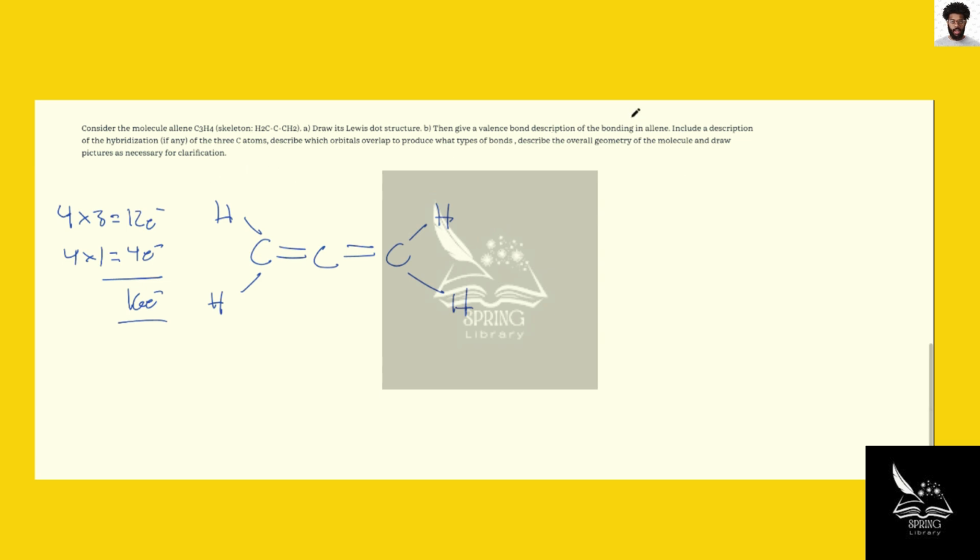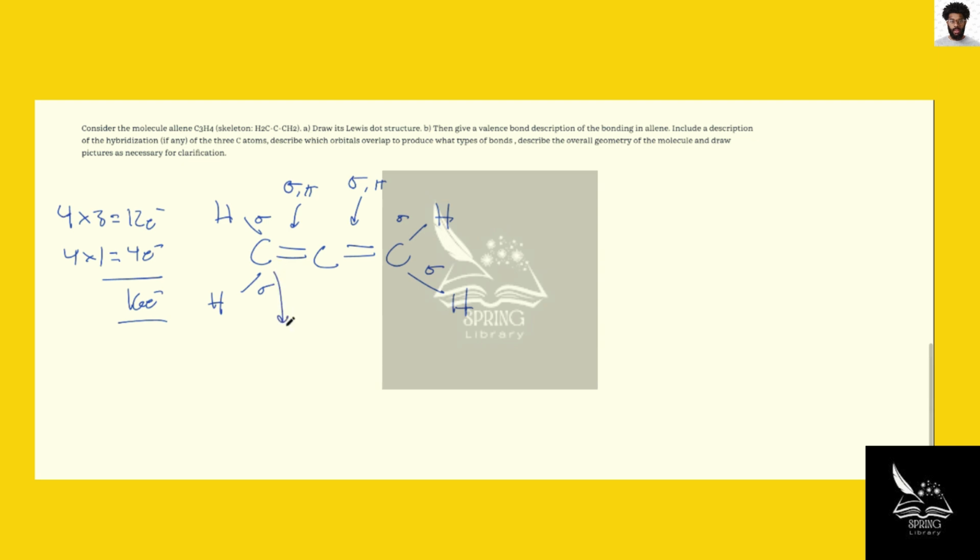So a valence bond description of the bonding in an allene. Right, so this is a sigma bond and a pi bond. This is a sigma bond and a pi bond, and each of these are sigma bonds. Okay. Then how can I describe the hybridization of any of the carbon atoms?